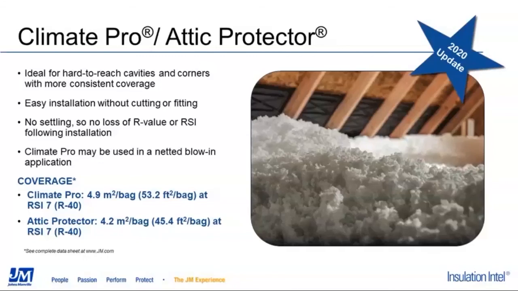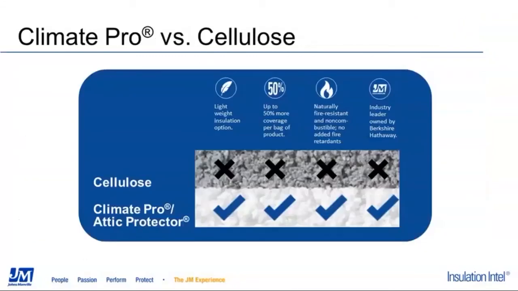So the main competition for fiberglass in the loose fill arena is cellulose. But there are a couple of advantages here I'd like to highlight briefly about fiberglass. So it is lightweight. Cellulose is installed at a much higher density. So Climate Pro is much lighter. Sometimes that is relevant when you get up to your higher R values. Sometimes, depending on what your ceiling is made of, that would need to be a concern.